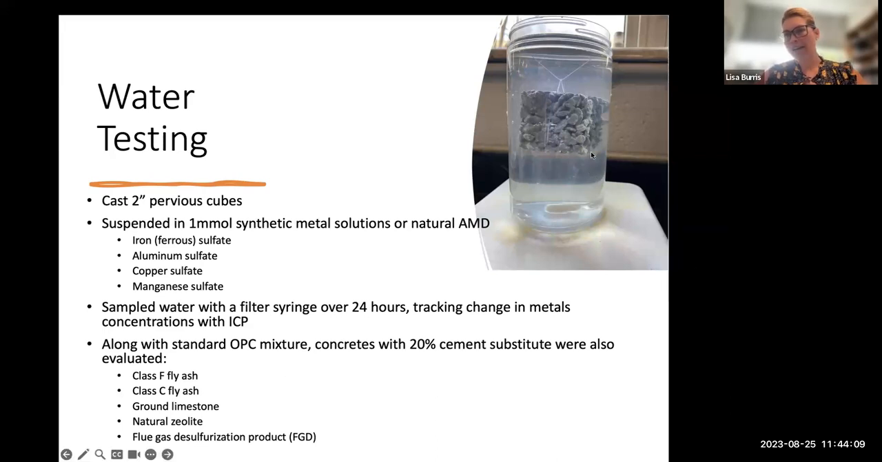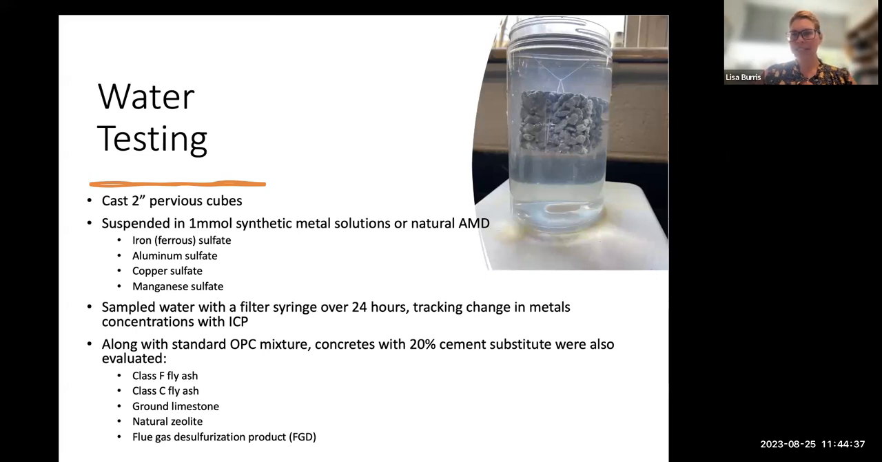We kept the water rotating or filtering through the pervious concrete using a stir bar. And so we used a very high proportion of metals in solution with the goal of trying to understand the limits of absorption or precipitation of the metals from solution. So 1 millimole is going to be much, much higher than you would ever find in nature. But we wanted to just see if we could reach the end of life of the cube.